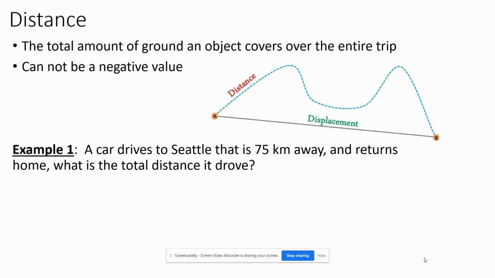So what would we do? We want to basically add it together. 75 kilometers plus 75 kilometers equals 150 kilometers. So if you look at our diagram up here, and pretend that this is A, you're starting here in Olympia and you're going to Seattle, and that took you 75 kilometers, and then you're going to go back. Add them together, you get 150. So 75 kilometers plus 75 kilometers equals 150 kilometers total. So that's the total distance. Now note, that's not going to be the same as displacement, as you can see in the diagram. We'll talk about that in a second.